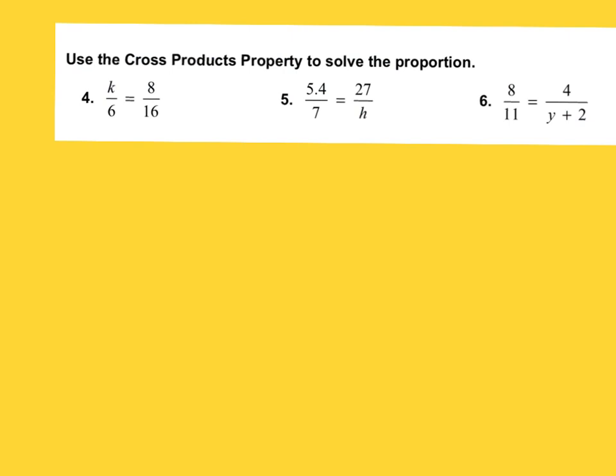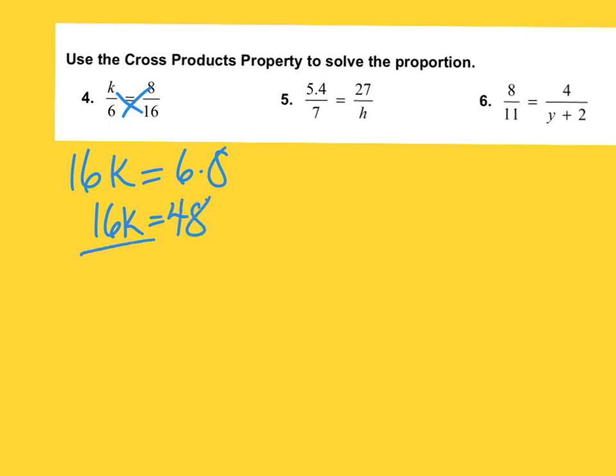Cross products again. So we have k over 6 is equivalent to 8 over 16. So I'm going to do k times 16. I have 16k equals 6 times 8. 16k equals 48. Dividing both sides by 16, k equals 3.